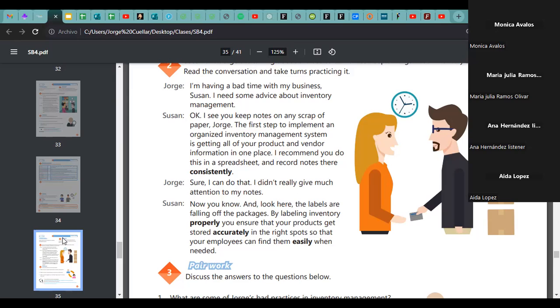Sure, I can do that. I didn't really give much attention to my notes. Now you know. And look here, the labels are falling off the package. By labeling inventory properly, you ensure that your products get stored accurately in the right spots so that your employees can find them easily when needed. Very good, perfect, nice.